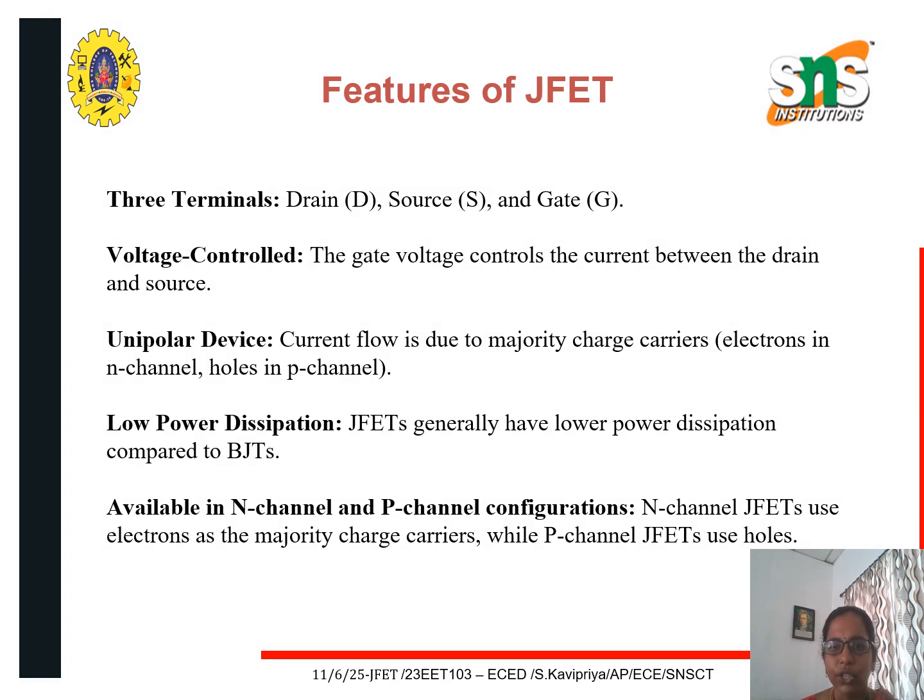And next are the features of a JFET. It has three terminals: gate, drain and source. It is a voltage control device. The applied gate voltage controls the current flow between the drain and the source. It is a unipolar device. The current flow in case of JFET is due to the majority charge carriers. In case of N type, it is due to the electrons, and in case of P type, it is due to the holes. JFET generally has very low power dissipation, hence it is widely used in most of the applications.